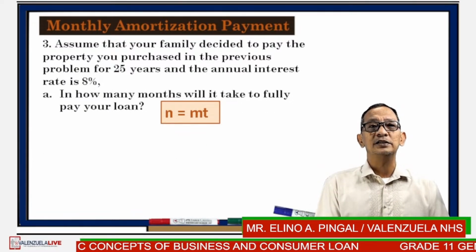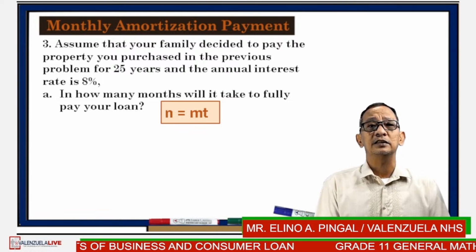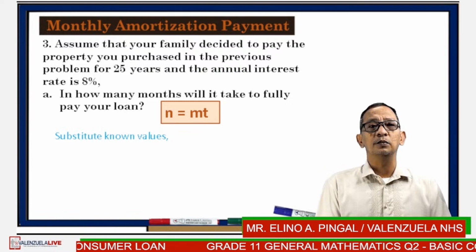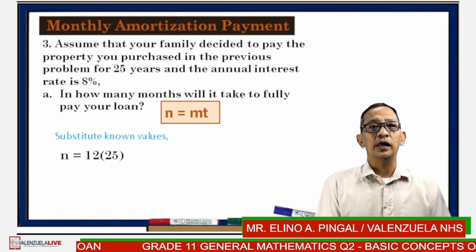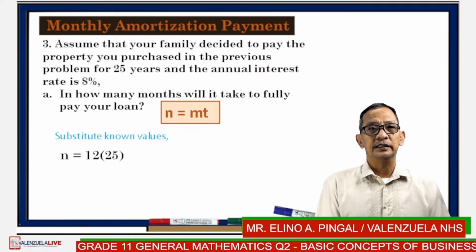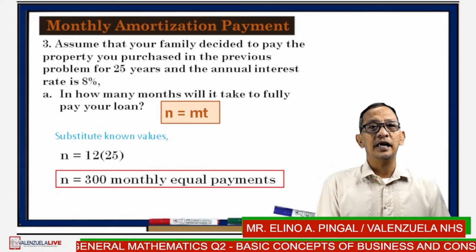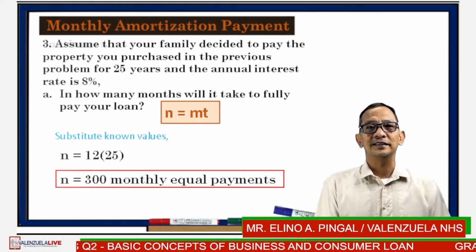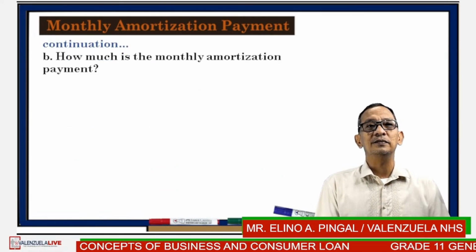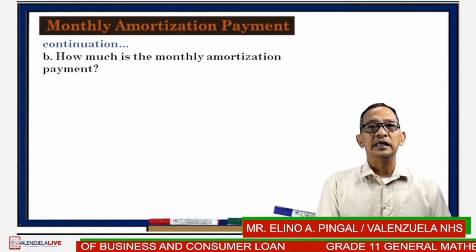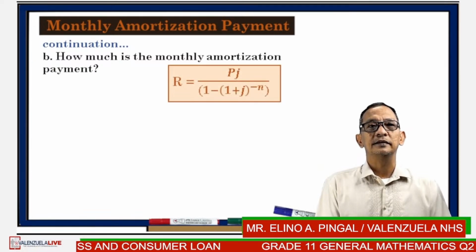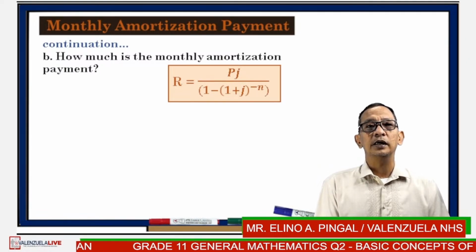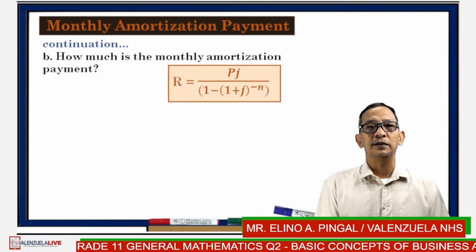Letter A, in how many months will it take to fully pay your loan? That is to be computed by N equals MT. Substituting the known values, N is equal to 12 times 25 years, and that will give us N is equal to 300 monthly equal payments. Let's continue solving for letter B. How much is the monthly amortization payment? Let's use again the formula R is equal to PJ all over the quantity 1 minus 1 plus J raised to negative N.